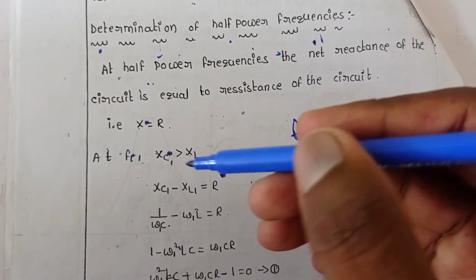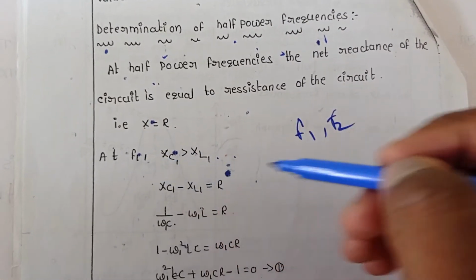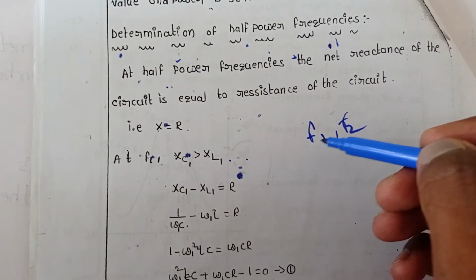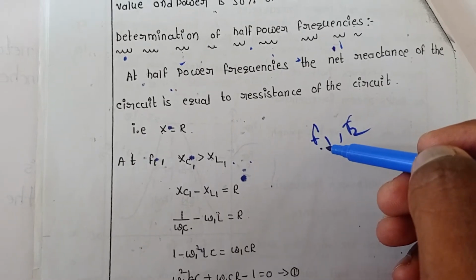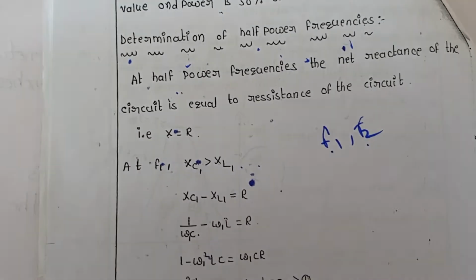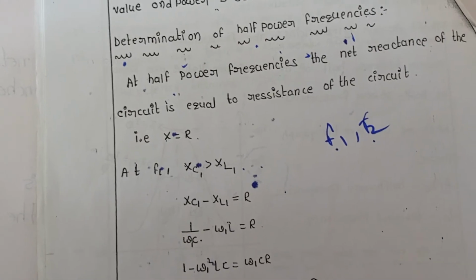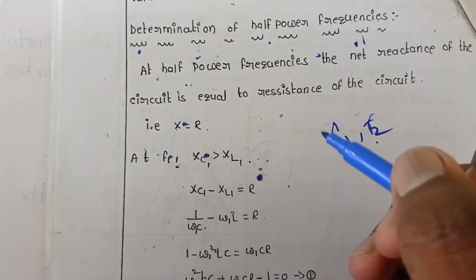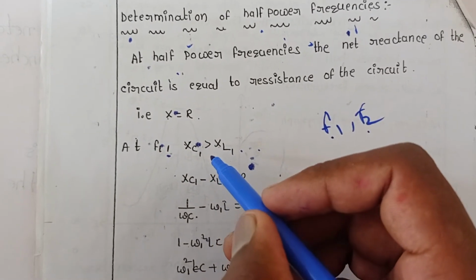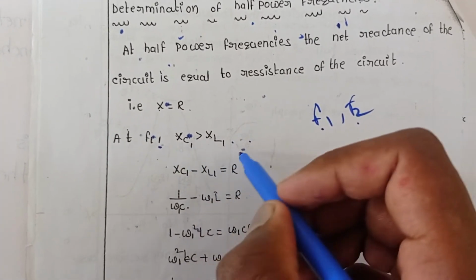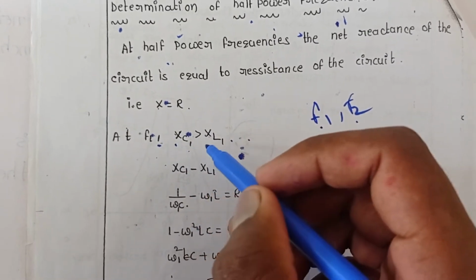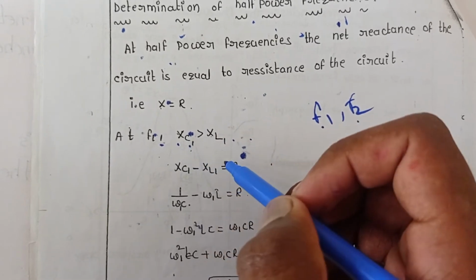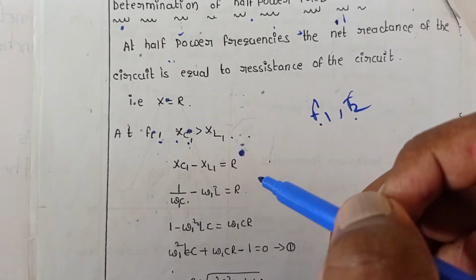Okay, first let's find F1. We have two half power frequencies, F1 and F2. We can call these half power frequencies the cutoff frequencies also. F1 is the lower cutoff frequency and F2 is the upper cutoff frequency. Now first find F1. For finding F1, let's make an assumption: XC1 is greater than XL1. XC1 is the capacitive reactance, which is greater than the inductive reactance.